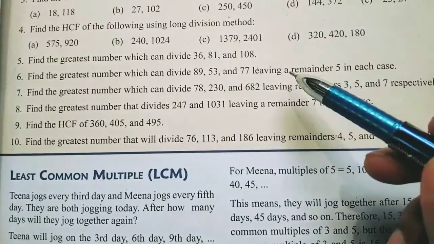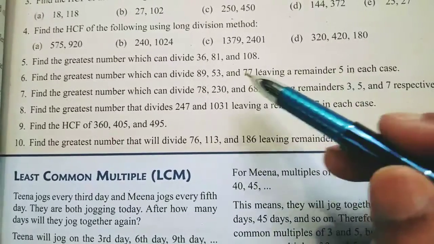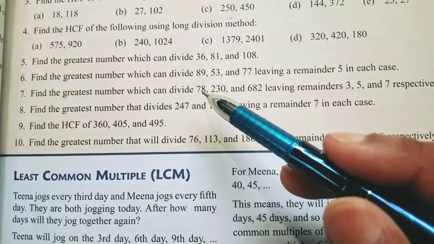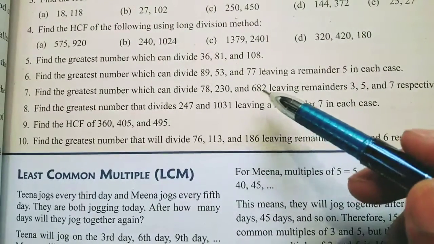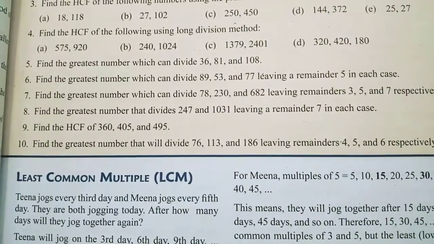But here these numbers are leaving different remainders. In question number 6, there is only one remainder, 5, in every case. But here the remainders differ. That means you have to subtract 3 from 78, 5 from 230 and 7 from 682. Subtract the numbers separately, then find the HCF.